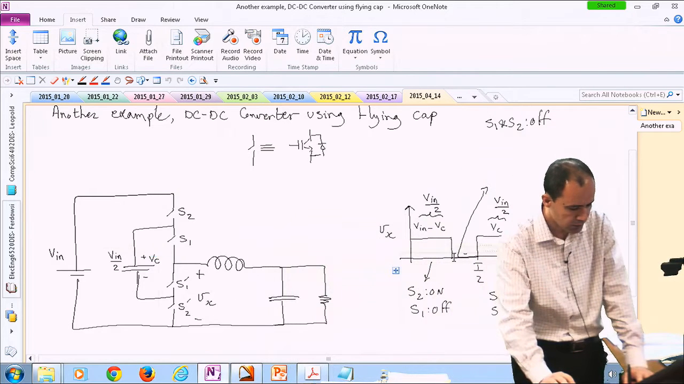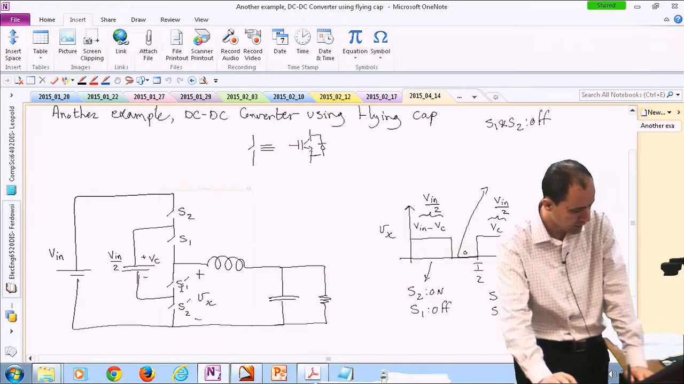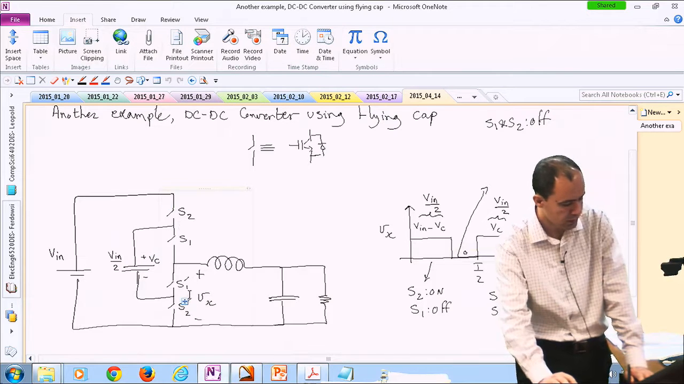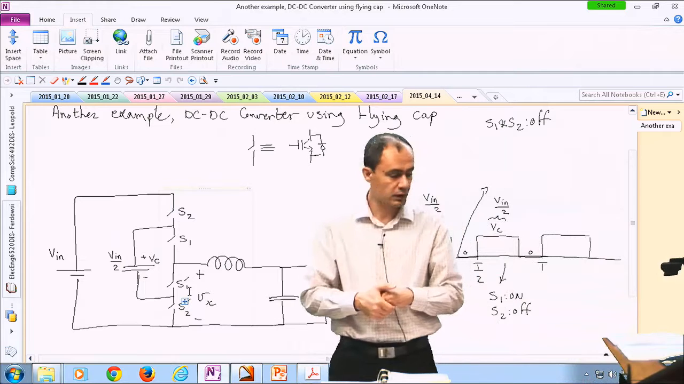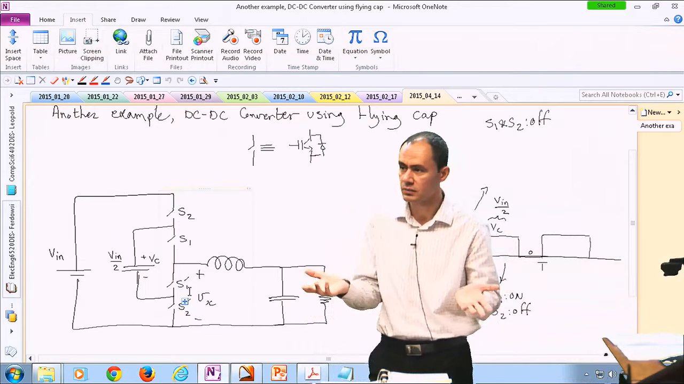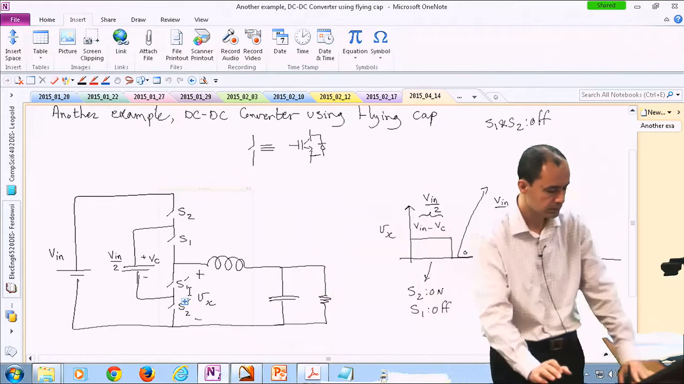Then I apply nothing, or 0 basically, meaning that the top switches are open and the bottom switches are on. Presumably, if the power flow is always from left to right, the bottom switches are just 2 simple diodes. You don't really need switches down there.